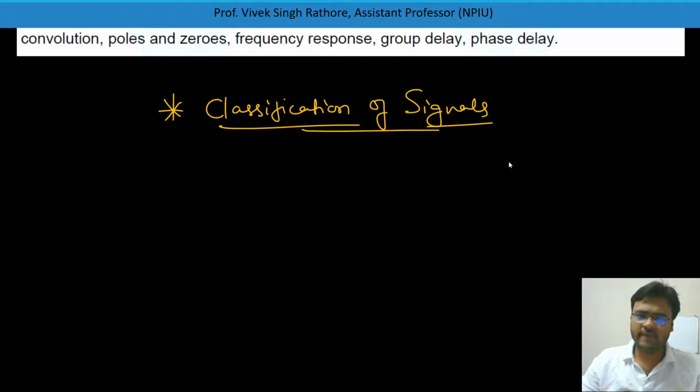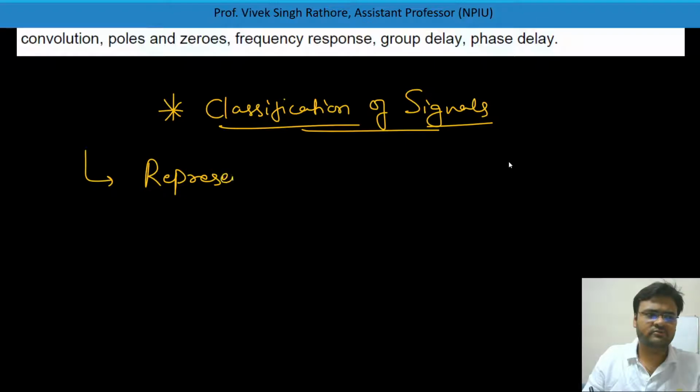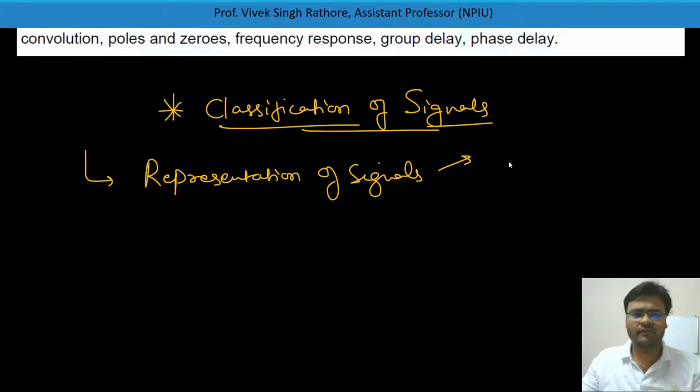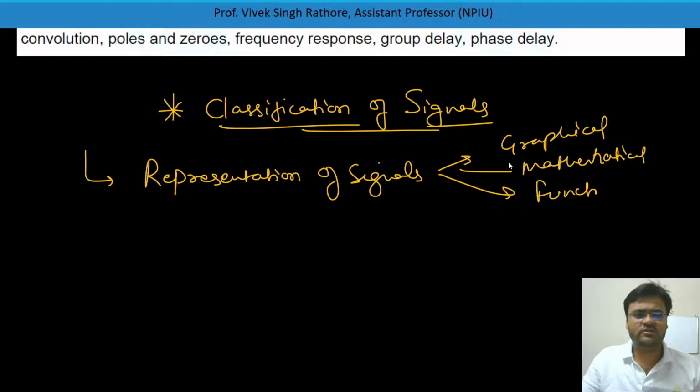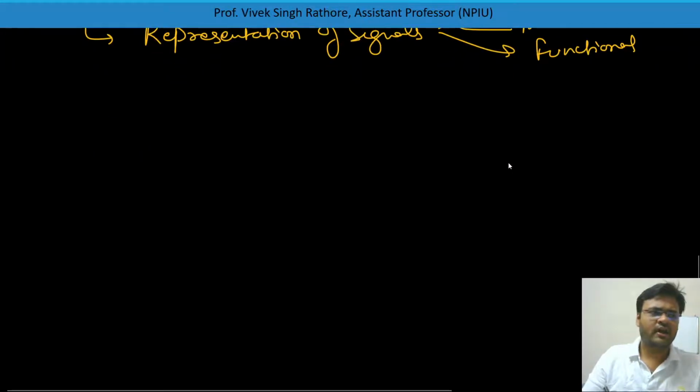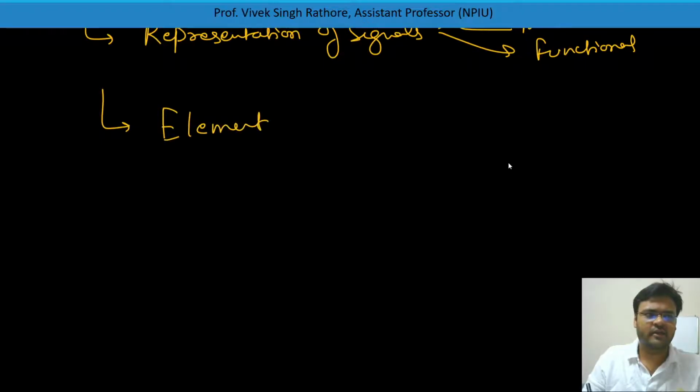In this module we will see how a signal can be represented. First we will see representation of signals. In this we will see three different methods: graphical, mathematical, and obviously functional. This will be the first topic. Then we'll see many signals that are elementary in nature, that is, elementary signals.